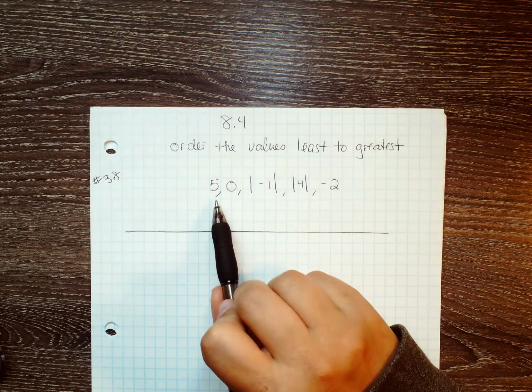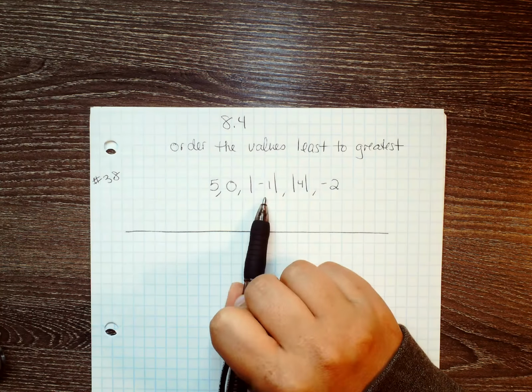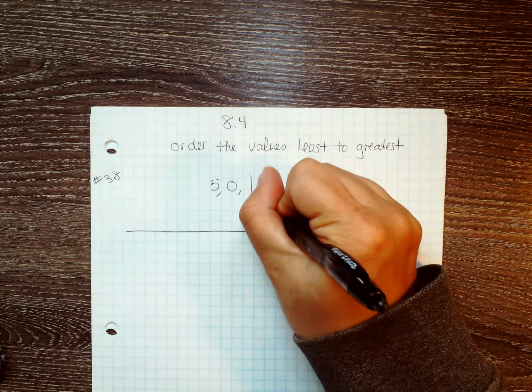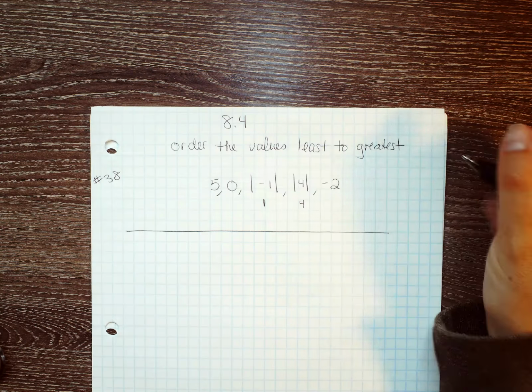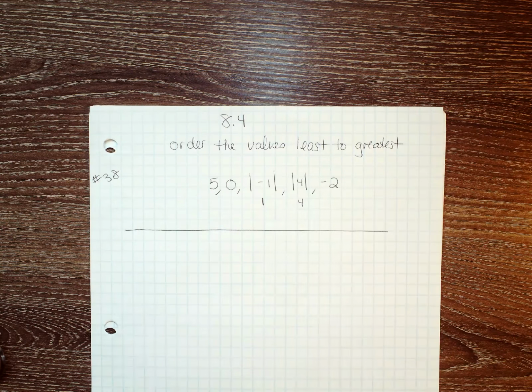So we're going to go through 5, 0. Here's the absolute value of -1, which is 1. Absolute value of 4 is 4. So now we're going to order these least to greatest.